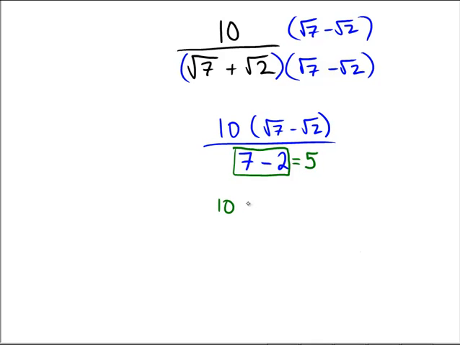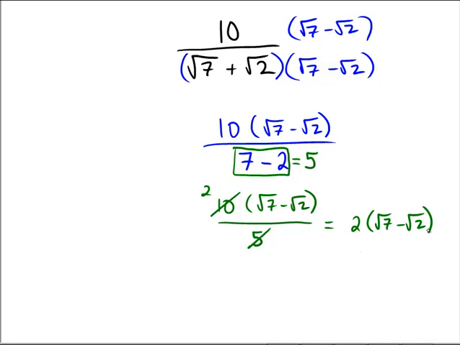So we have 10 times rad 7 minus rad 2 over the number 5, which we can then reduce nicely with the 10 to give us a final answer of 2 times rad 7 minus rad 2. I could imagine some people preferring it like this. They might distribute the 2 through, but I'd say either of these are acceptable answers.